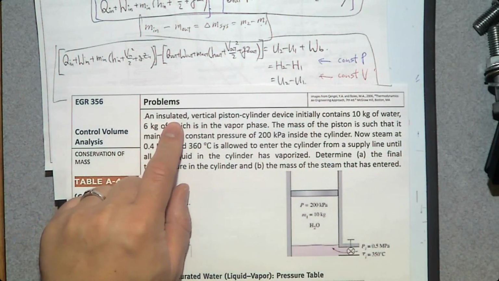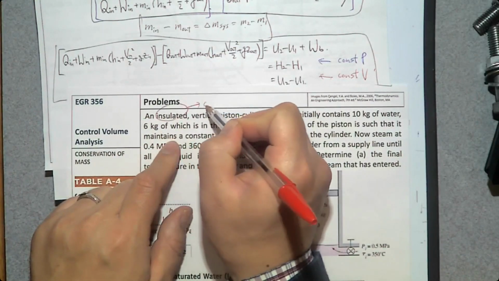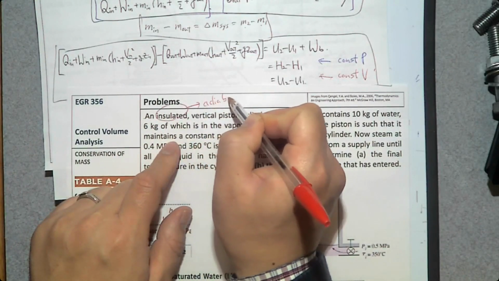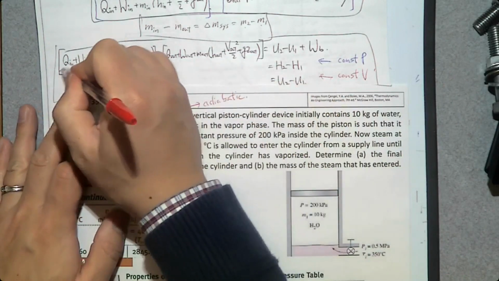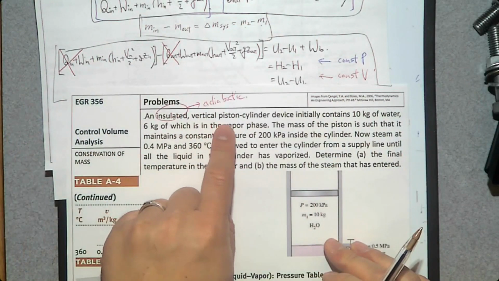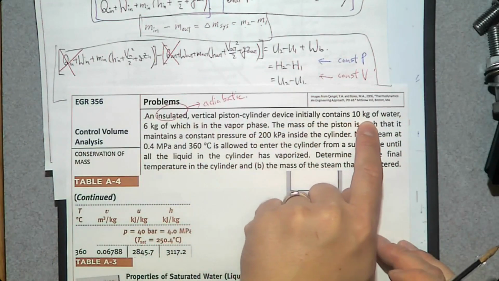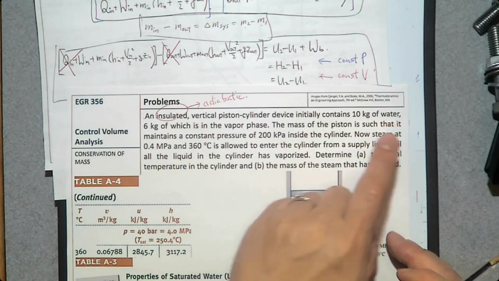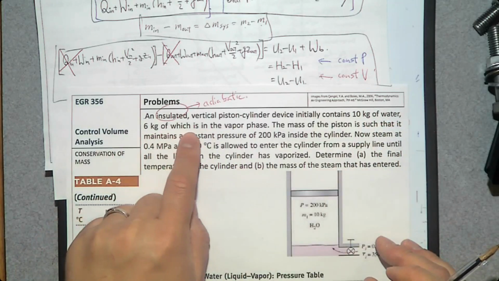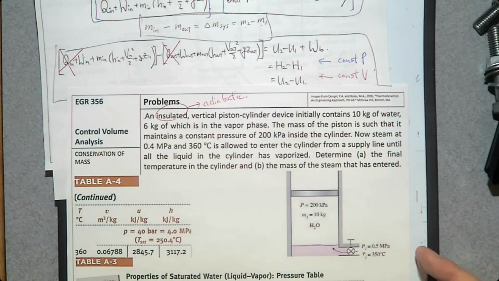Insulated means adiabatic system, so we can neglect heat transfer Q. A vertical piston cylinder device initially contains 10 kilograms of water, 6 kilograms of which is in the vapor phase. That means we have a saturated mixture at the beginning.